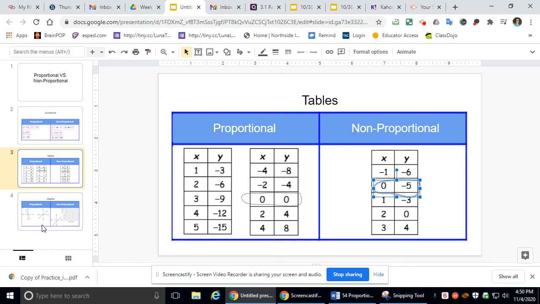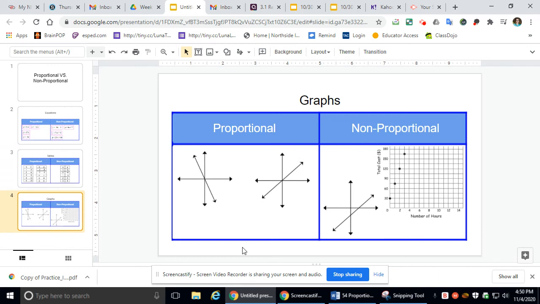Let's take a look at the graphs. In a graph, because it has the ordered pair 0, 0, all of the graphs are going to go through the origin at 0, 0. It doesn't matter if it's a positive slope or a negative slope. It is going to go through the origin at 0, 0 in order for it to be considered proportional.